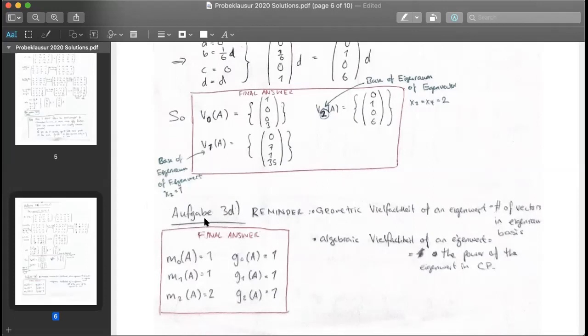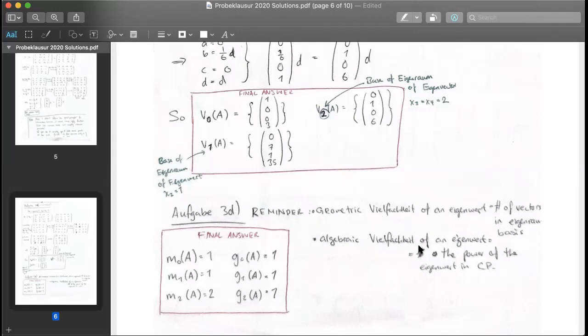Now, the last part of this exercise is they ask for the multiplicity, Vielfachheit, of each of your eigenvalues. So there's 2 types of multiplicities or Vielfachheit. There's the geometric and there's the algebraic. All right. What's a multiplicity, first of all? They're just how many times something occurs.